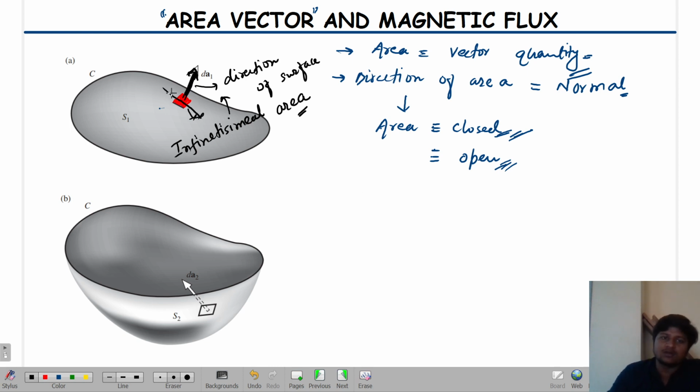How to draw the normal? Draw one tangent on this surface area. On this tangent, just draw one perpendicular. This perpendicular will be given as the normal for that surface area. Got it or not? Yes or no?